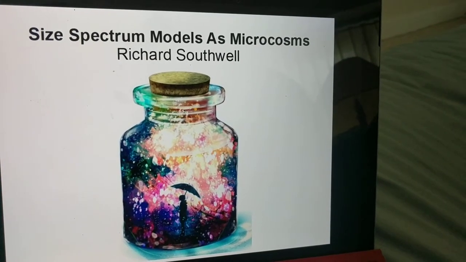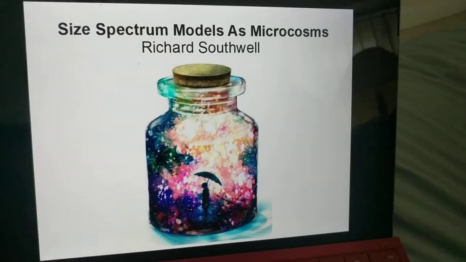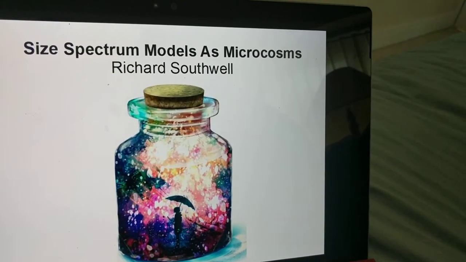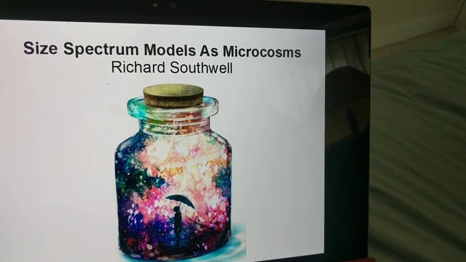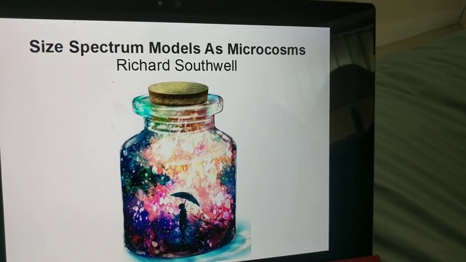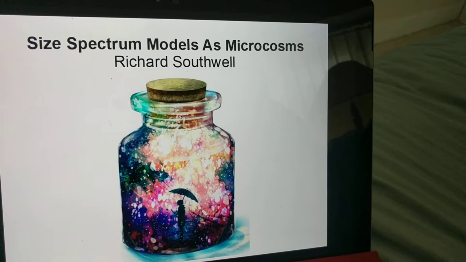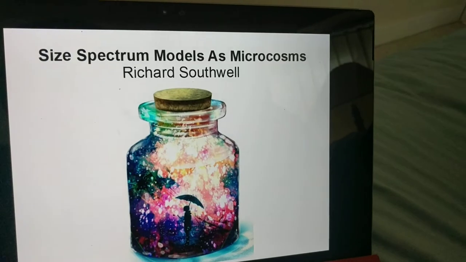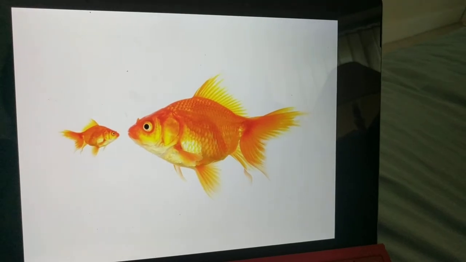It's really nice to be here, and I'm going to talk about size spectrum models as microcosms. So what does that mean? Well, a size spectrum model is a sort of marine ecosystem model where you keep track of the sizes of the different organisms. And we're interested in using those types of models to make something like a microcosm, a make-believe simulated ecosystem which is ready for other species to be added in so we can study the interactions between things.